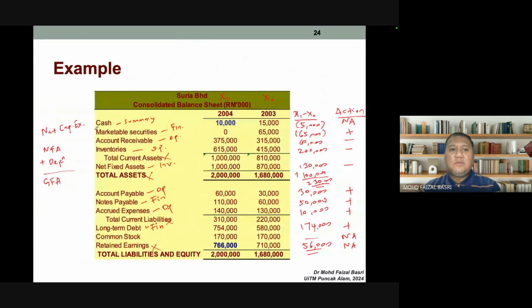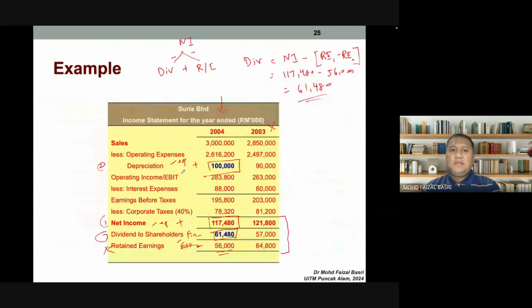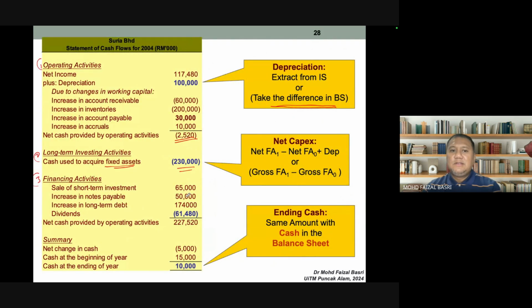We go back to our balance sheet. So kita tengok mana yang label sebagai financing. So marketable securities 65,000 plus. Okay, 65,000 plus. So 65,000 plus for short-term investment ataupun marketable securities. Okay, and then we go down here, notes payable, another financing 50,000 plus. Okay, 50,000 plus. So 50,000 pun plus kat sini.